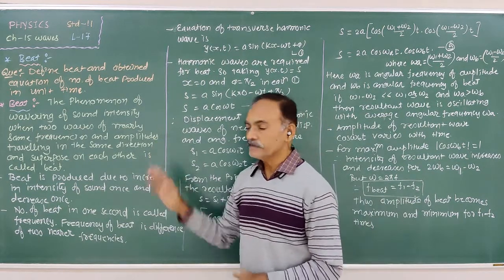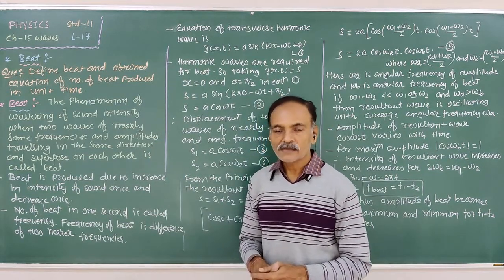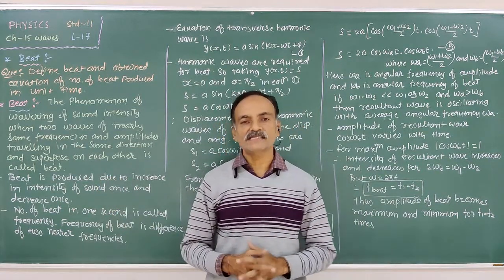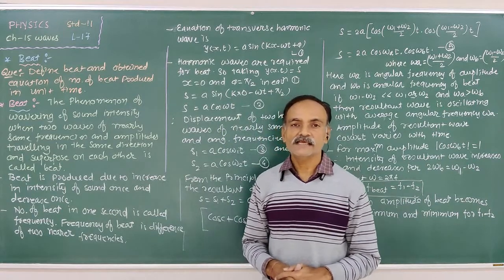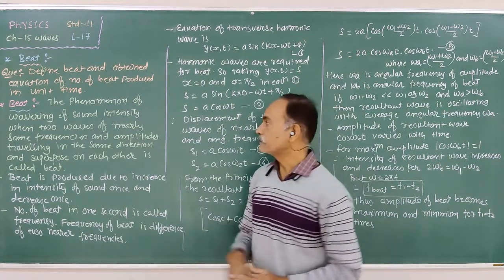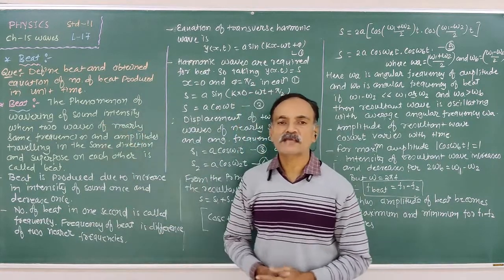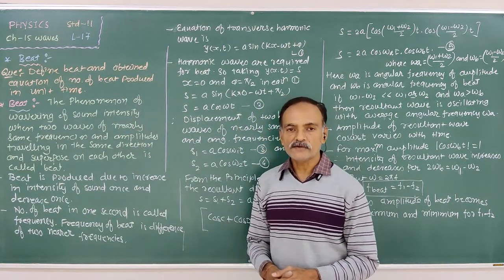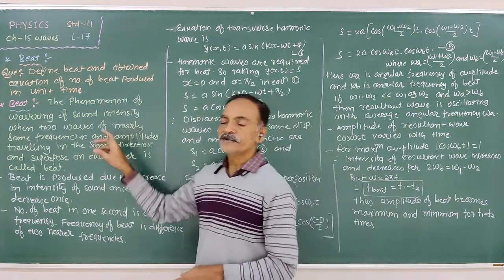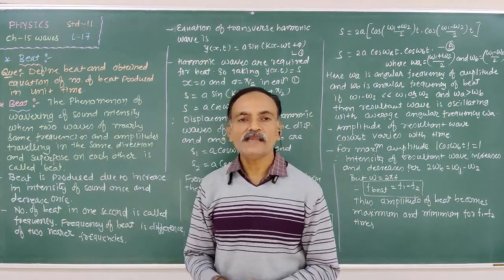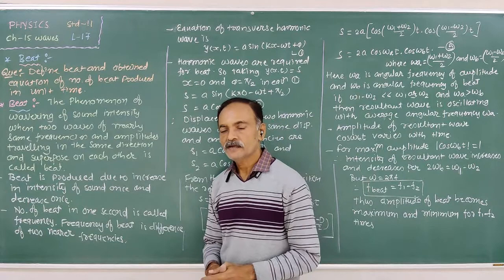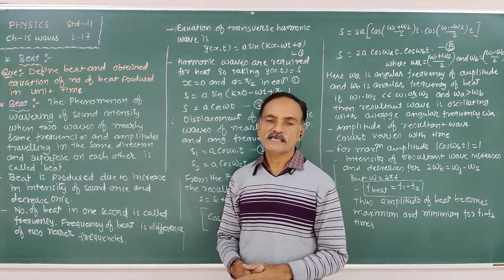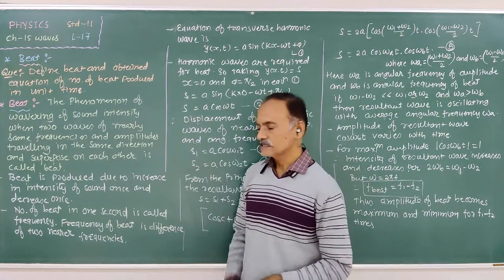Now the definition of the beat is quite lengthy, but we keep the clear concept in our mind with the picture, so we can easily keep it in mind. The phenomenon of varying of sound intensity when the two waves of nearly same frequency and same amplitude, traveling in same direction, are superposed on each other is known as the beat.